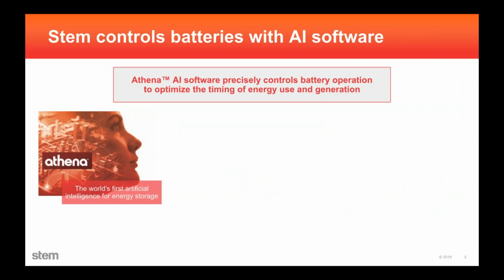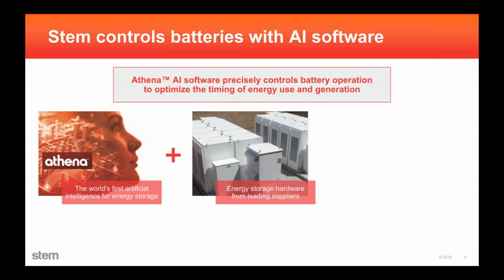STEM's core technology is our proprietary artificial intelligence software called Athena, which we use to precisely control when batteries are charging and discharging so that we can optimize the timing, when energy is used by the customer, and when that solar is generating. So we use this Athena AI to control energy storage system hardware from a range of leading tier 1 suppliers. To be clear, we do not manufacture hardware.